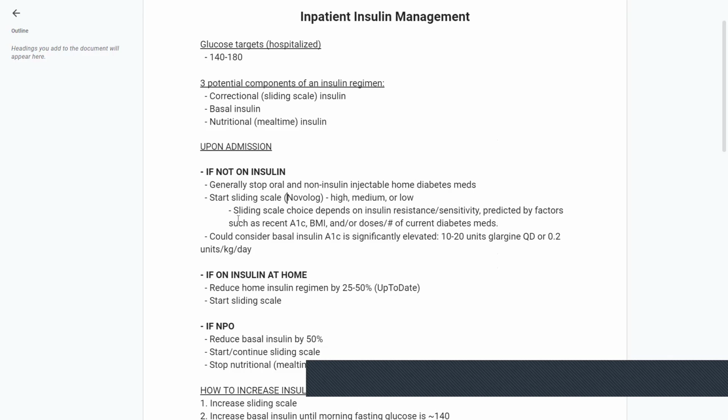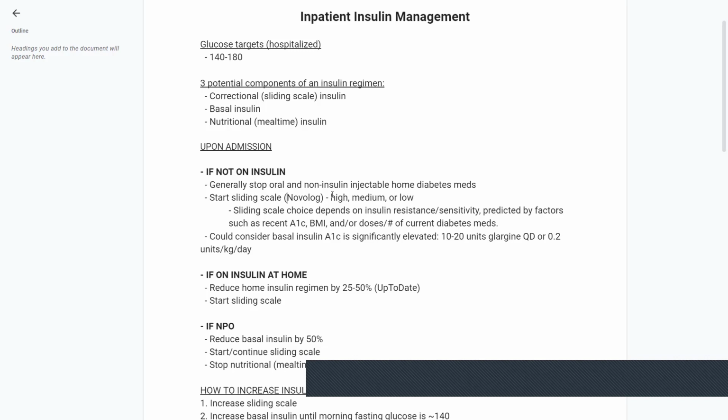So what we would start with is a sliding scale. The order for this is in the admission order set that I went over in one of the first videos. Otherwise, you can type in Novolog and then either the word high, medium, or low, and you can pull up the sliding scale.